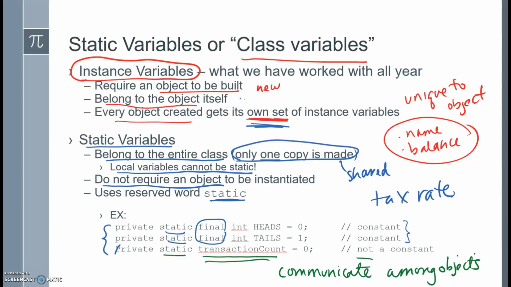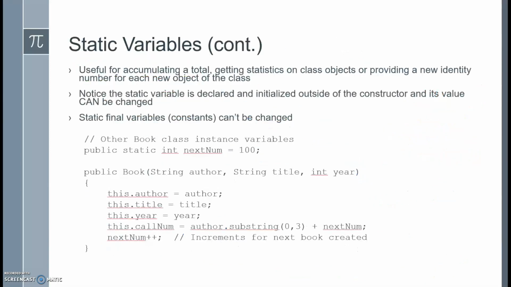Another way that a static variable can be useful is if you want to share information with future objects to be created. And we saw that in the book class.